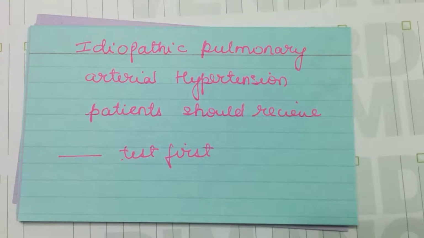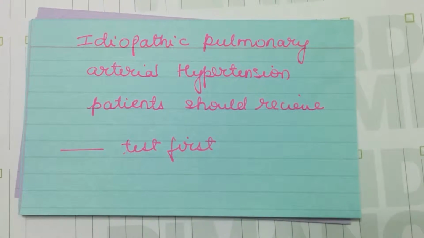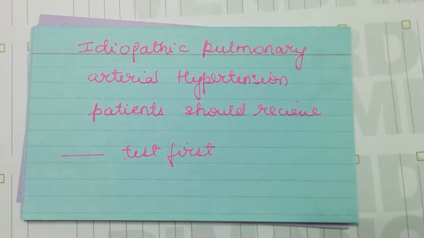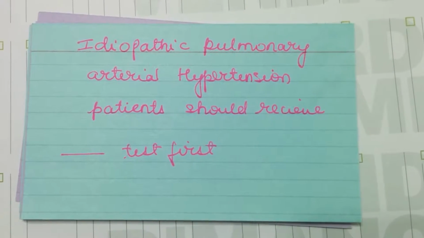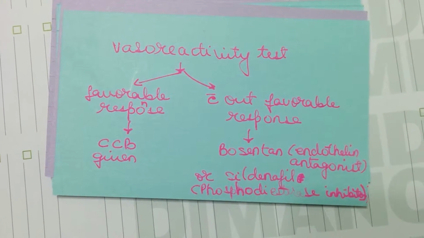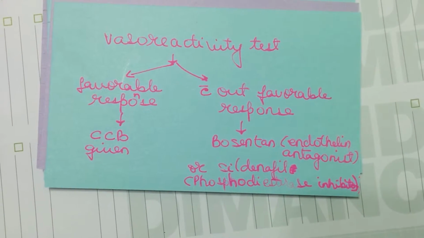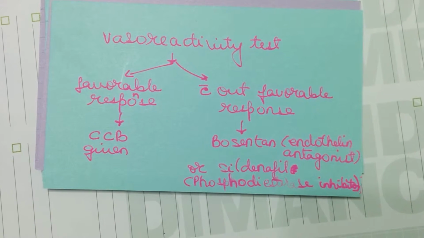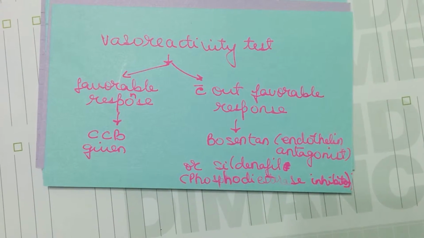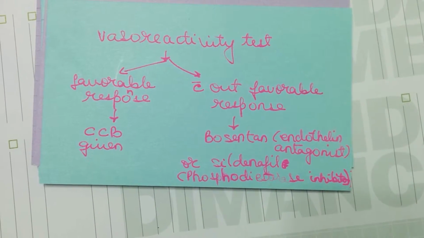Idiopathic pulmonary arterial hypertension patients should receive first test. What will you do in idiopathic pulmonary arterial hypertension? And the answer is, we will do a vasoreactivity test. If the response is favorable, then you can give calcium channel blockers. If it's without the favorable response, then you can give bosentan, which is an endothelin antagonist, or sildenafil, which is a phosphodiesterase inhibitor.